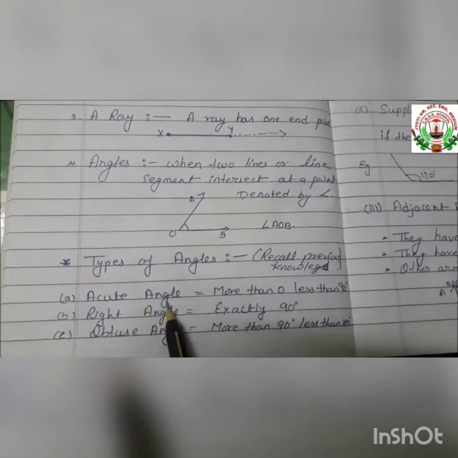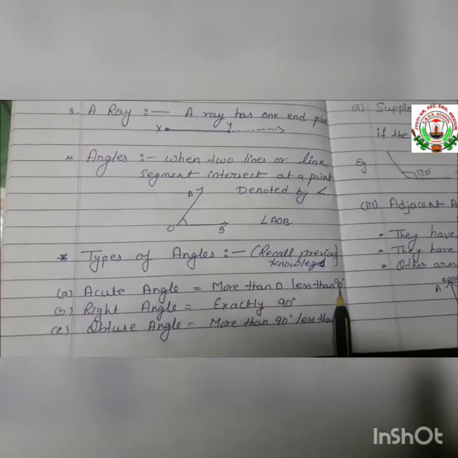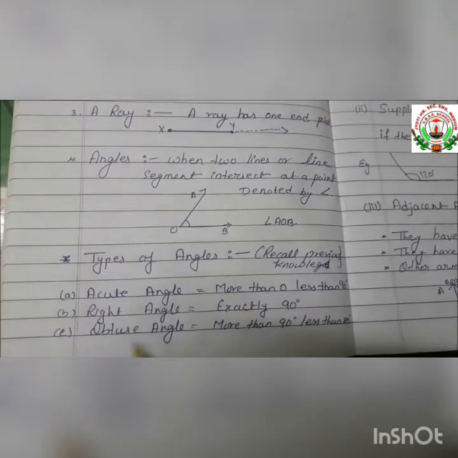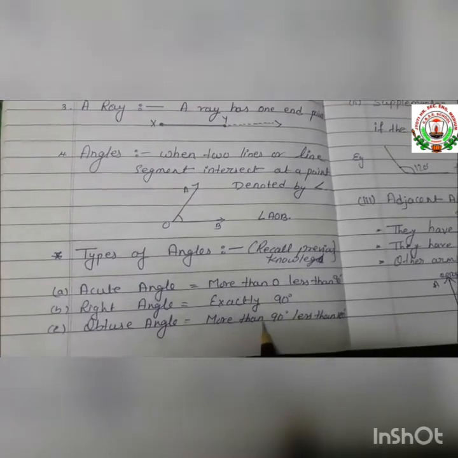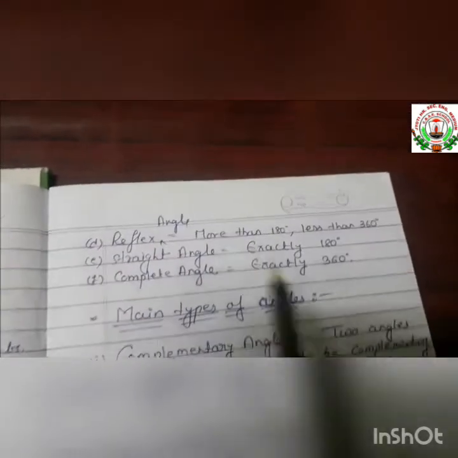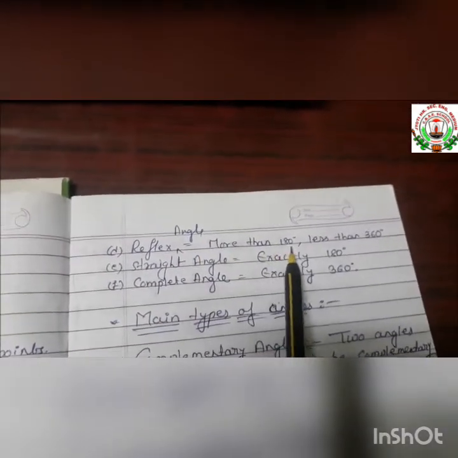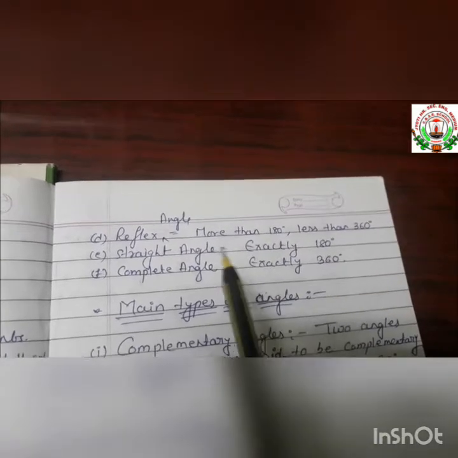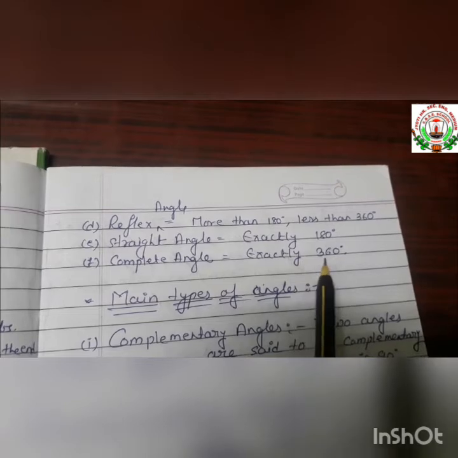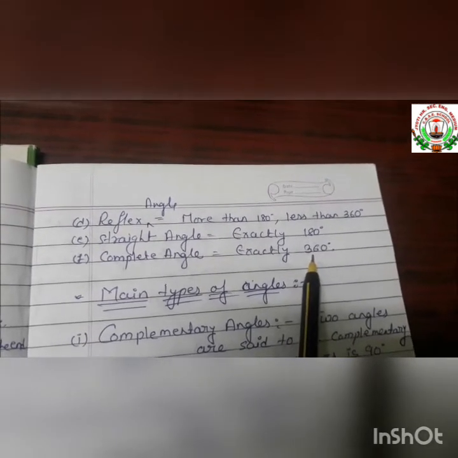As we know that acute angle is more than 0, less than 90, isn't it? Right angle is exactly 90. Obtuse angle is more than 90 but less than 180 degree. In the same way, reflex angle is more than 180 degree but less than 360 degree. Straight angle is exactly 180 degree and complete angle is 360 degree. This we had already studied.